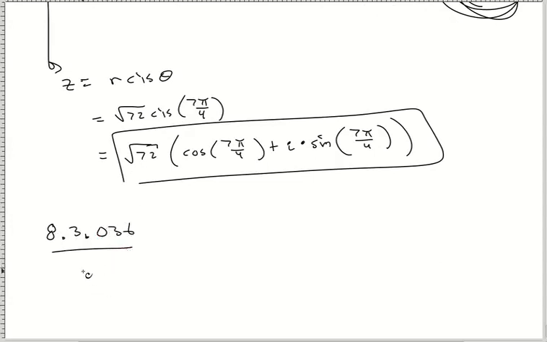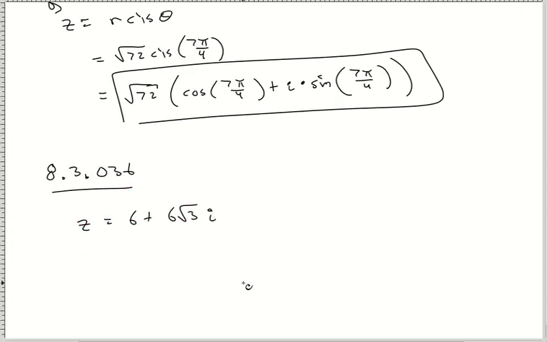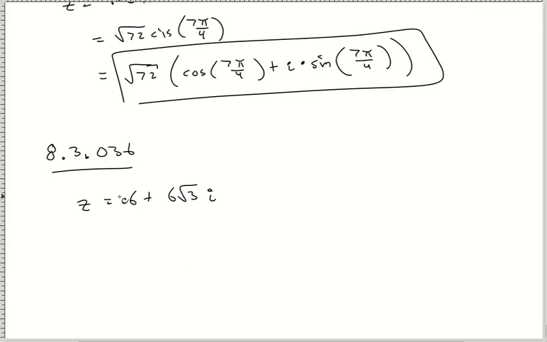83036. Same kind of problem. z is equal to 6 plus 6 square root of 3 i. First off, I want to graph this thing and make sure I'm going to do this right. Notice that we got a positive, positive. So positive 6, and then this other guy is going to be a little bit bigger. So over here somewhere, quadrant 1.